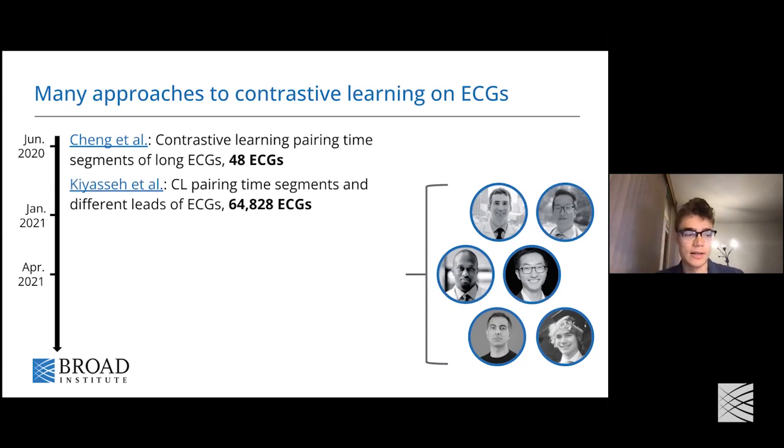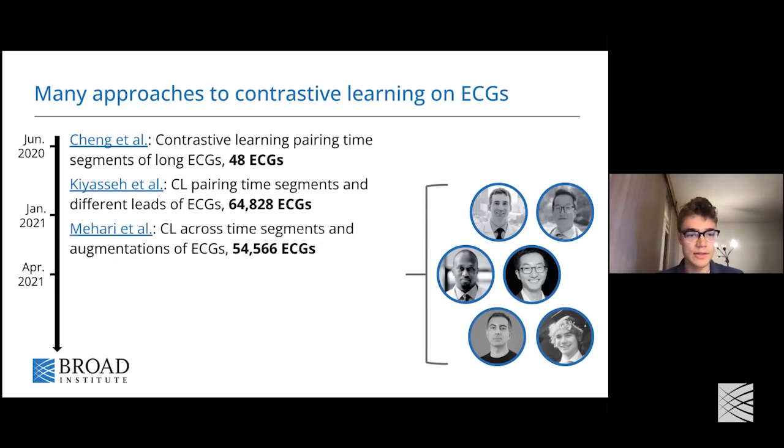Kiyasseh et al., which was talked about last week as one of the baseline models, did contrastive learning pairing, again, different time segments within ECGs, but also had the really clever idea to view different leads of the ECG, which again, I'll define later, and call different leads of the same ECG different views of the same thing. And they trained on about 65,000 ECGs.